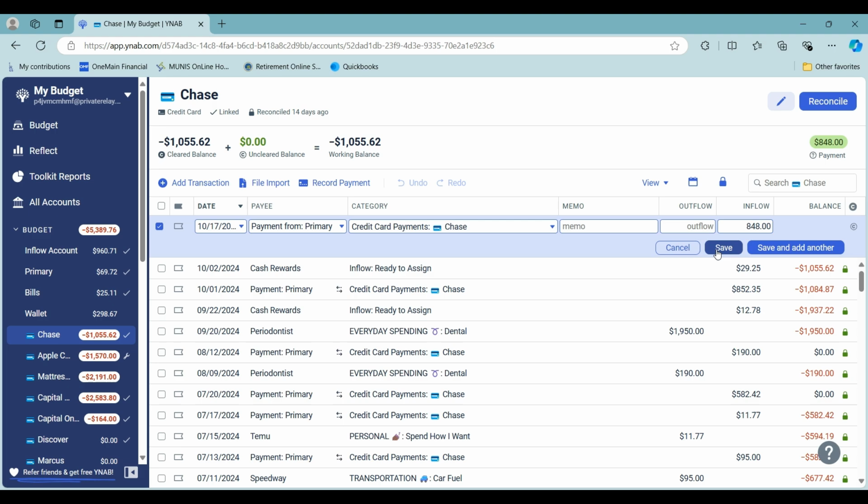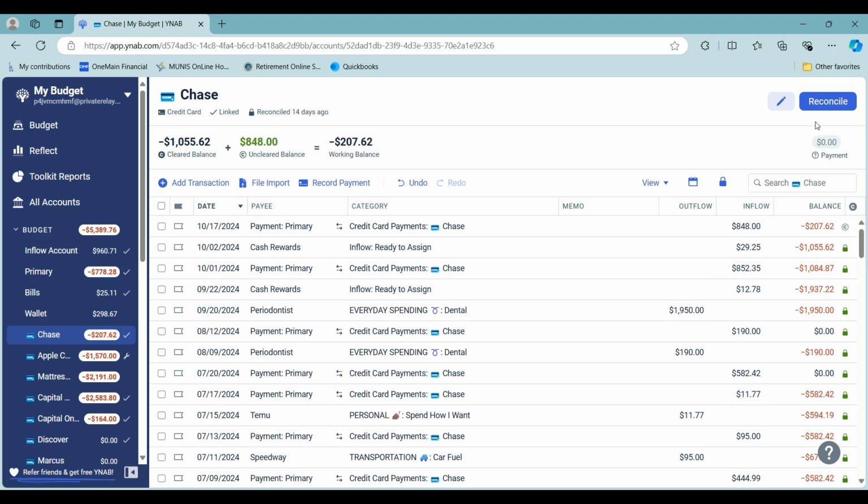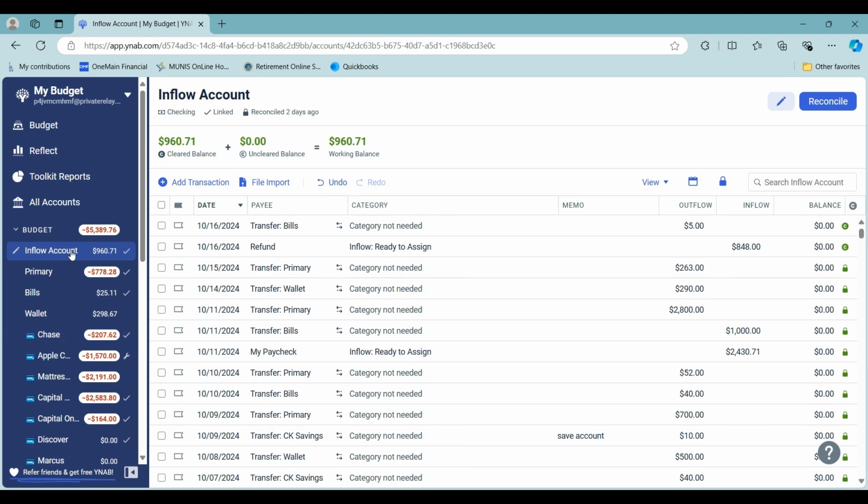So I'm going to hit save. It's going to show that it goes down to zero. It's going to reflect over here in the balance, and this is going to leave $207.62 on this Chase card. So look at that. I am almost done paying for this card. But now what I need to do, as you can see, the primary account is now in the negative because I have not transferred any money from the inflow account over.